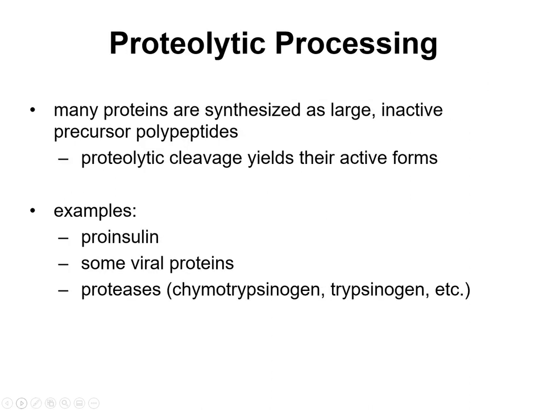Lots of proteins are synthesized as really big inactive precursors, and then they require proteolytic cleavage to achieve their active forms. I gave the example of proinsulin already. There are some viral proteins that require this. And we also talked about the zymogens, chymotrypsinogen and trypsinogen. They have to be proteolyzed first before they become active. We talked about that when we were talking about some of those metabolic pathways in the earlier chapters.